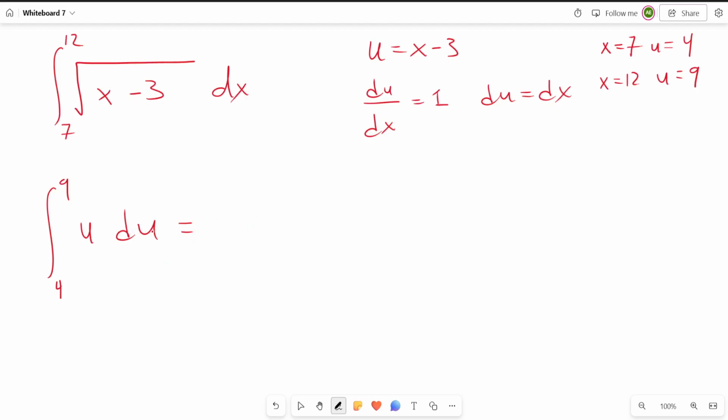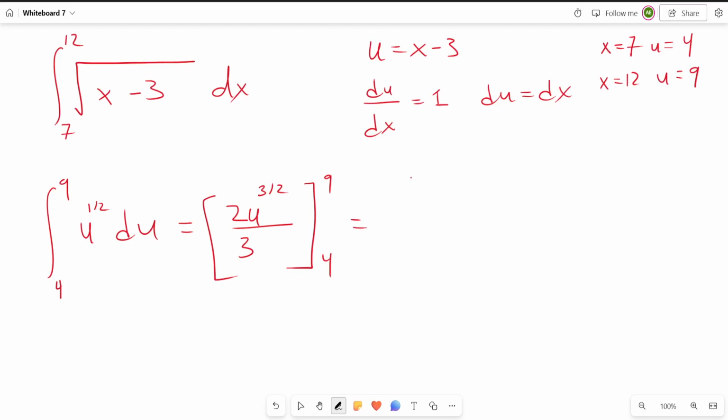And now I'm ready to do the integration. I'm going to integrate this normally. By the way, this is square root of x minus 3, so this is square root of u, or basically u to the power 1 over 2. So adding 1 to the power and dividing by the new power. Adding 1 to the power gives u to the power 3 over 2. Dividing by 3 over 2 is the same as multiplying by 2 over 3. And evaluated from 4 to 9.